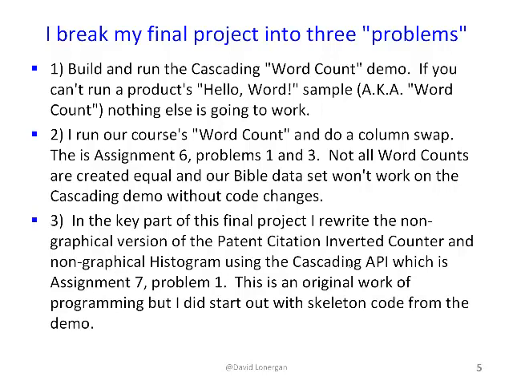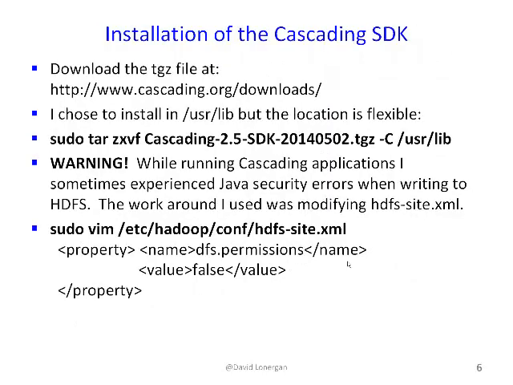Not all word counts are created equal, and our Bible data text won't work on the Cascading demo without code changes. Three, in the key part of this final project, I rewrite the non-graphical version of the patent citation inverted counter and non-graphical histogram using the Cascading API, which is from assignment 7, problem 1. This is an original work of programming, but I did start out with the skeleton code from the demo.